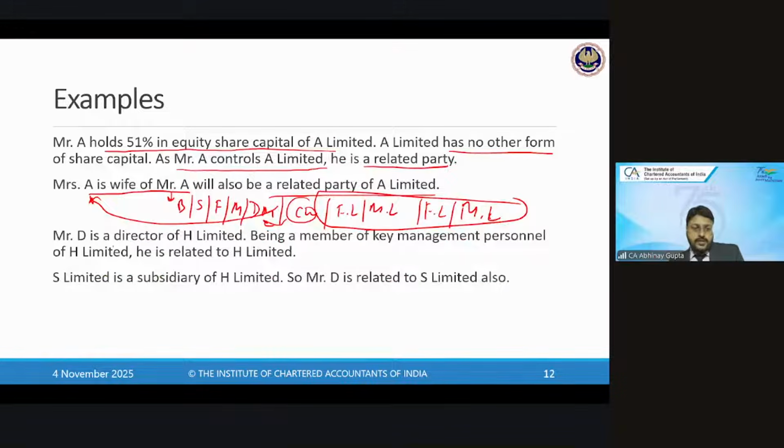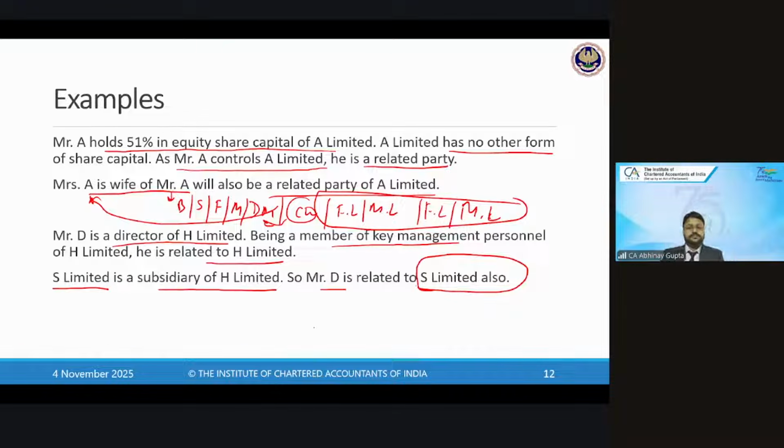Now, another example. Mr. D is a director of H Limited, being a member of the KMP of H Limited. He is related to H Limited, yes or no? Yes, because he is a KMP, key managerial person. And S Limited is a subsidiary of H Limited. So Mr. D is related to S Limited also. Yes, sir, that's what we have understood.